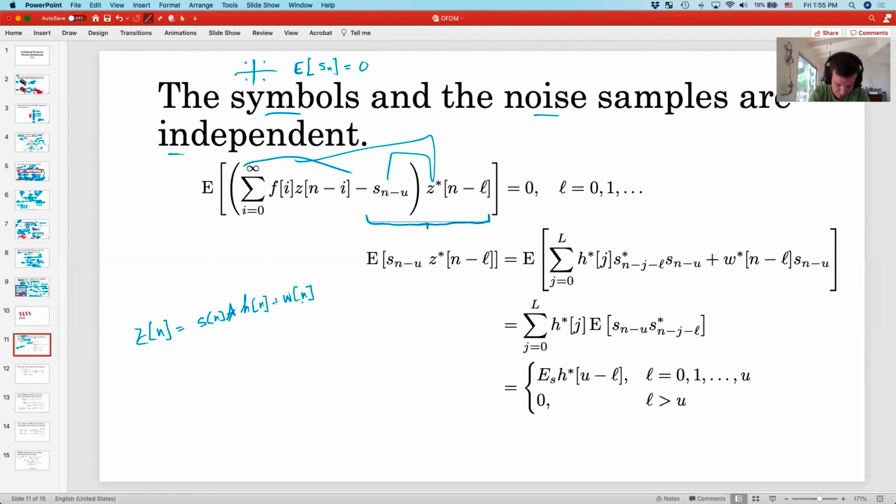Okay. And so what I've got here is S sub n minus u times the first convolution. So that gives us this term, plus S sub n minus u times the noise term. Okay, so it's just a whole lot of distribution across addition.